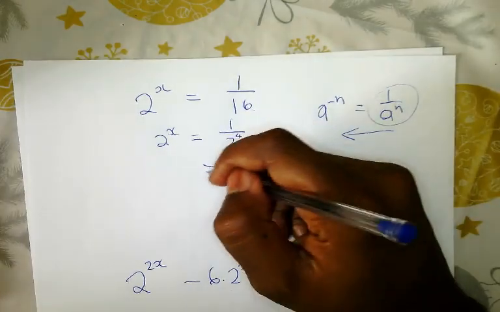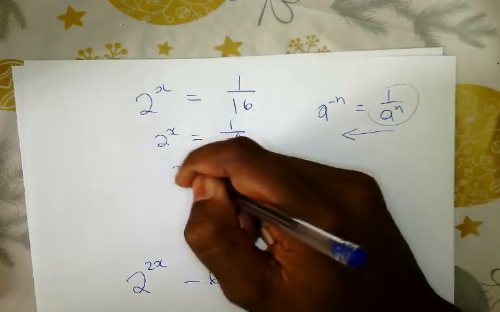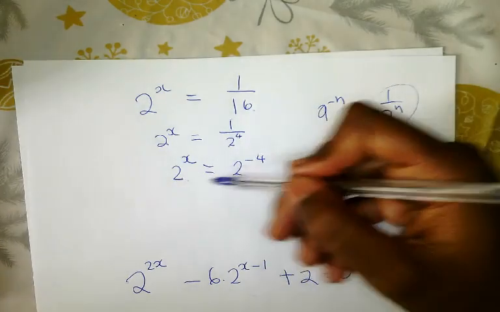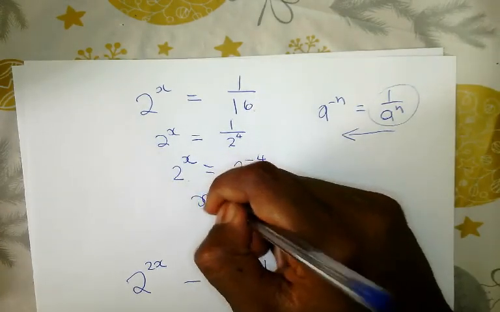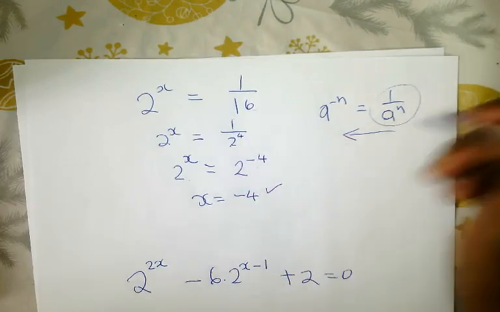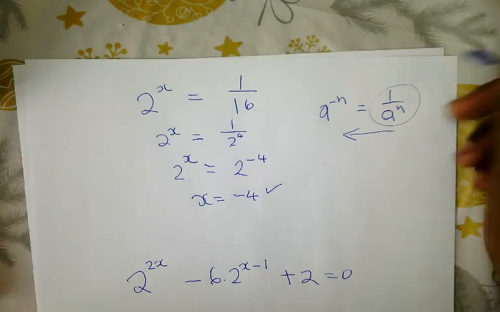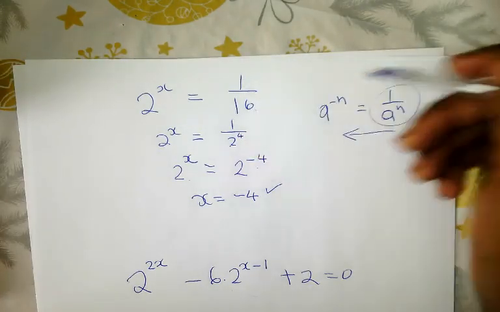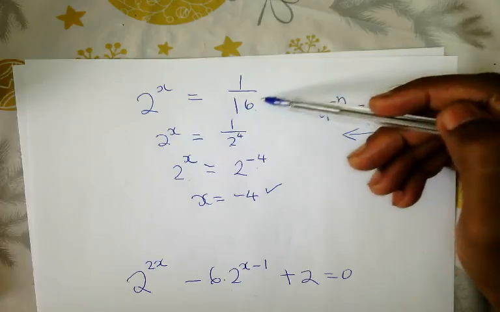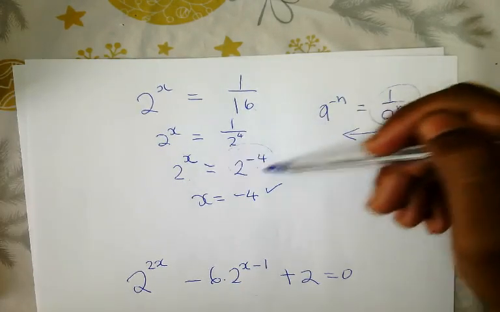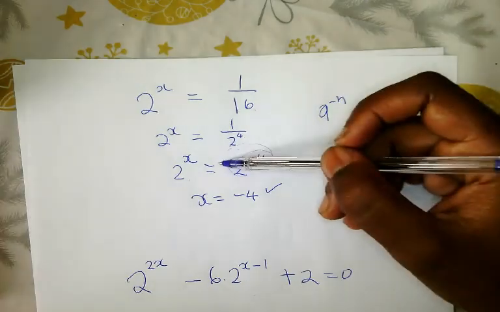Can you all see? If the bases are the same, we equate the exponents. So x equals negative 4. Yes. Wonderful. So if you ever get a question like this, this is how you should deal with it. Change the fraction to look like a power, a base and an exponent. Wonderful. Let's do this question.